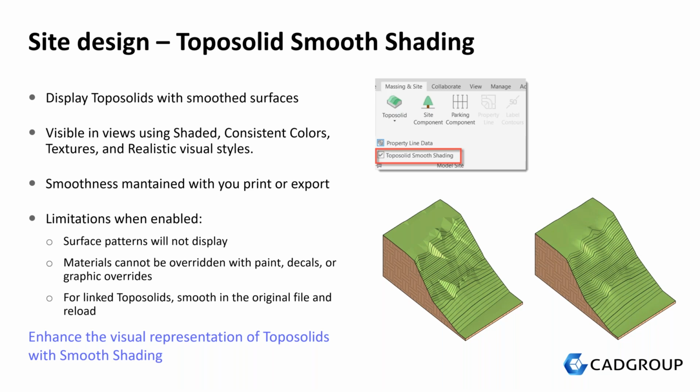But there are also limitations when smooth shading is enabled. So the surface patterns, the model patterns or drafting patterns of solids, are not displayed when toposolid smooth shading is enabled. So decals cannot be placed on smooth toposolids, and material display cannot be overridden with paint or graphic overrides. And if the toposolid is in a Revit link, it must be smooth in the original Revit file, then reloaded to see the smooth shading in the host file.